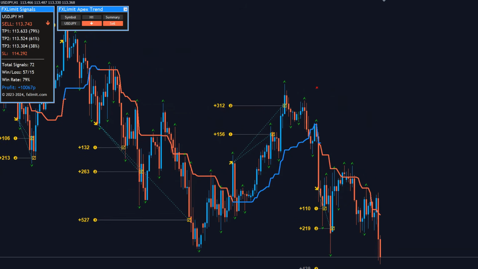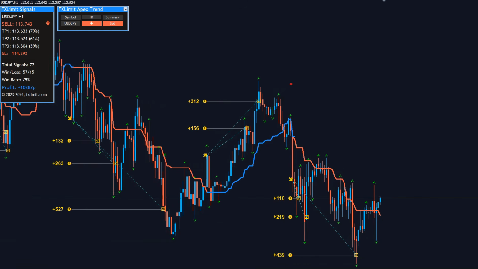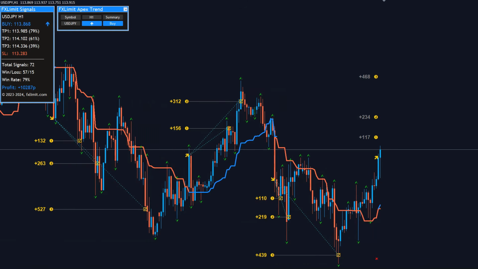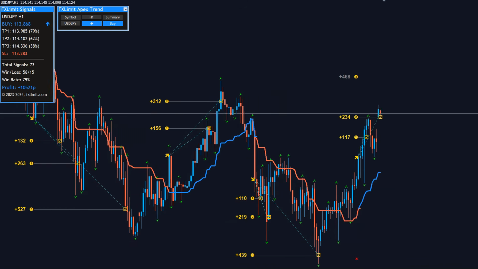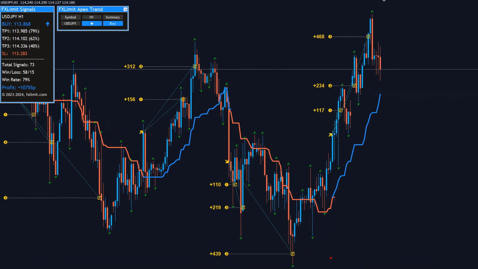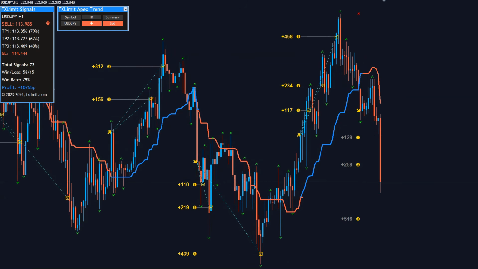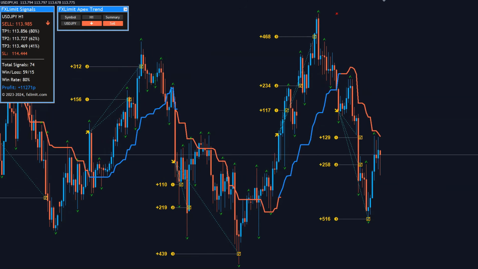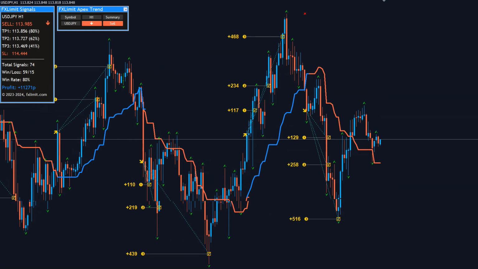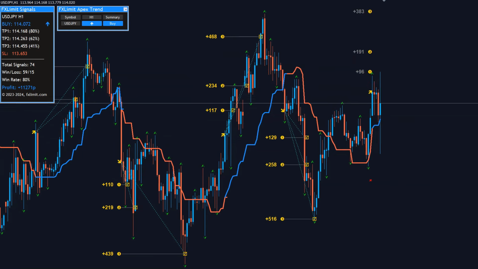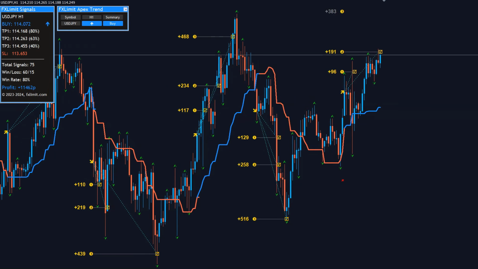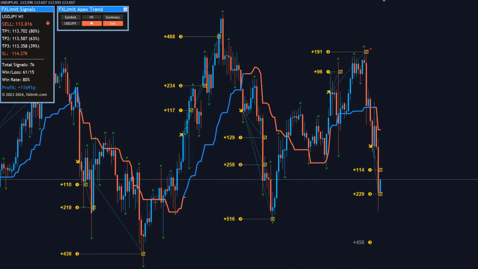If you're just starting out, don't overload your charts trying to copy every strategy you see online. Focus on learning how the market moves, understand trend direction, manage your risk, and use indicators as confirmation instead of prediction. And honestly, sometimes keeping things simple is what makes the biggest difference in trading.